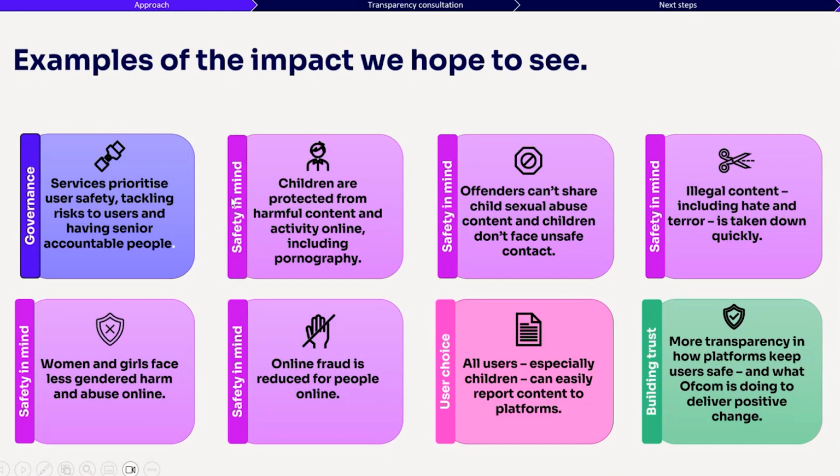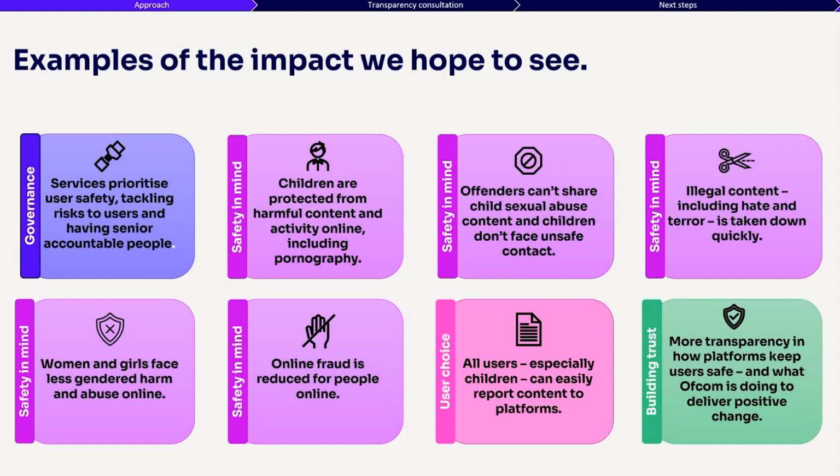So they're the sort of our long-term high-level strategic aims and objectives. Over the next 3 or 4 years, we've got a really clear set of goals that we're aiming to achieve. So this is about us translating those high-level objectives into sort of tangible impact that we want to see. At the heart of all of this is governance.